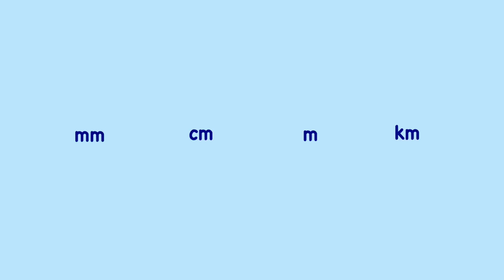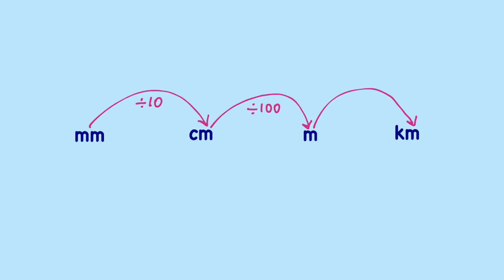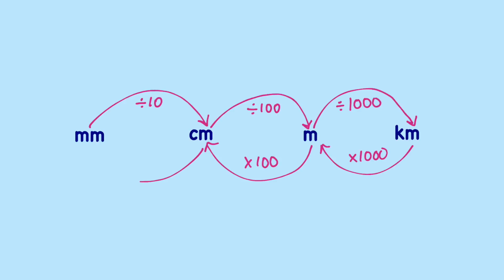Let's recap how we convert these measurements. So if we're going from millimetres to centimetres, we need to divide by 10. If we're going from centimetres to metres, we need to divide by 100. And if we're going from metres to kilometres, we need to divide by 1,000. If we're converting from kilometres to metres, we need to times by 1,000. If we're going from metres to centimetres, we need to times by 100. And if we're going from centimetres to millimetres, we need to times by 10.